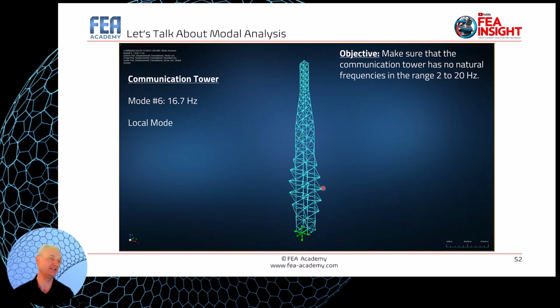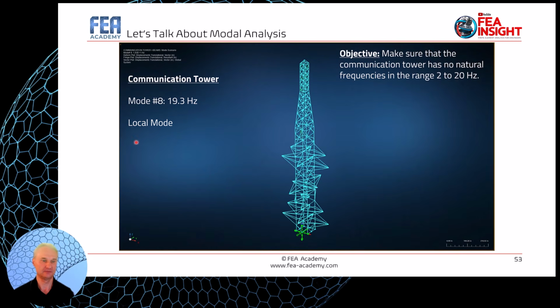That one is very interesting. Now it's a local mode. It's not a global mode. You see it only involves the beams at the base of the tower. But it will destroy the tower because it's exactly in the excitation range, 16.7. Just to show you that normal mode analysis is very powerful, because if your model is very accurate, you can capture the global modes, but also the local modes.